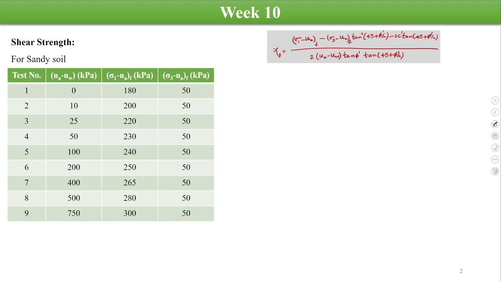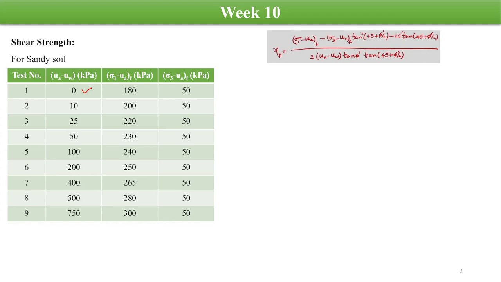So here we have everything except phi dash. How can we determine the internal angle of friction? We will use the first expression, where the matric suction is 0, to determine phi dash, the angle of friction. And we'll assume that this angle of friction remains constant for all other values.